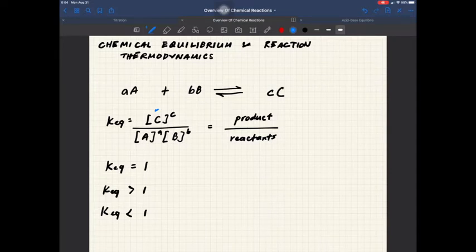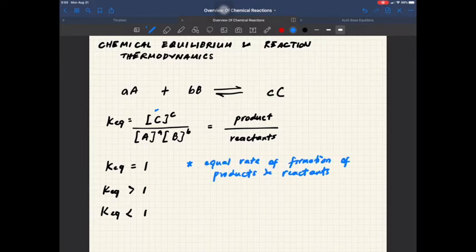Knowing that it's only a ratio of your products and reactants, we can interpret K_eq values, or equilibrium constant values, accordingly. If the value of the equilibrium constant is equal to 1, it essentially means that there is an equal formation of products and reactants at the same time, or the rate of formation of the products is equal to the rate of formation of the reactants from the products. If the value of your equilibrium constant is greater than 1, it necessarily means that the formation of your product is more favored.